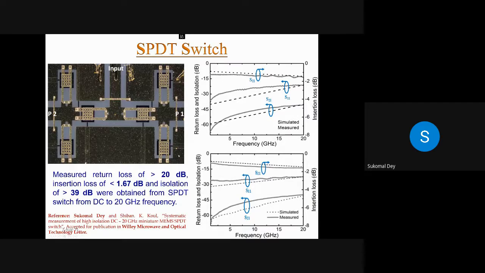Now in this particular case, what is happening? You can see that the return loss is greater than 20 dB. Insertion loss is less than 1.67 dB, which is quite a good number. And the isolation is 39 dB over a range of DC to 20 gigahertz. So this is the performance. The first graph is for input to P1. The next one is input to P2.